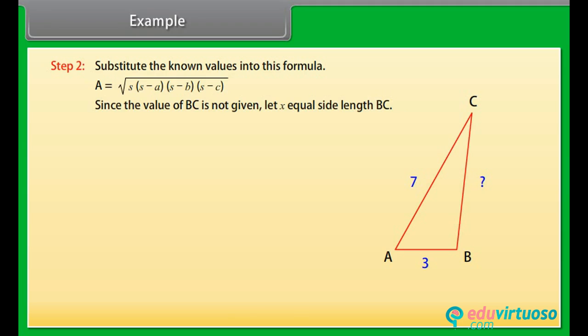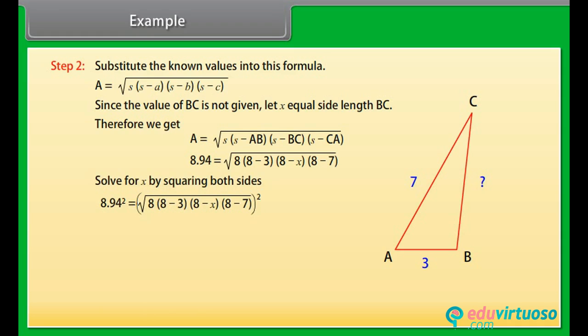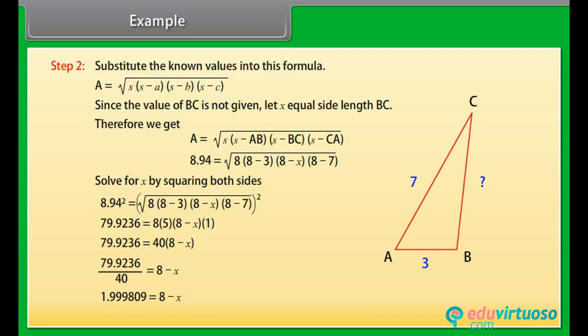Since the value of BC is not given, let X be the length BC. Therefore, by substituting the values we get 8.94 equals square root of 8 into (8 minus 3) into (8 minus X) into (8 minus 7). Now solve for X by squaring both sides. We get 8.94 squared equals 8 into (8 minus 3) into (8 minus X) into (8 minus 7). By calculating it, we get X is approximately equal to 6.0.